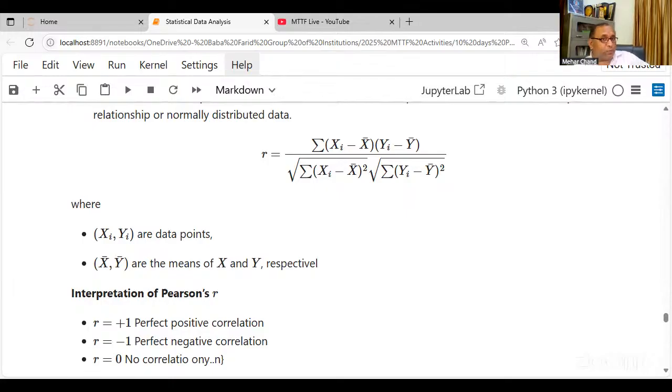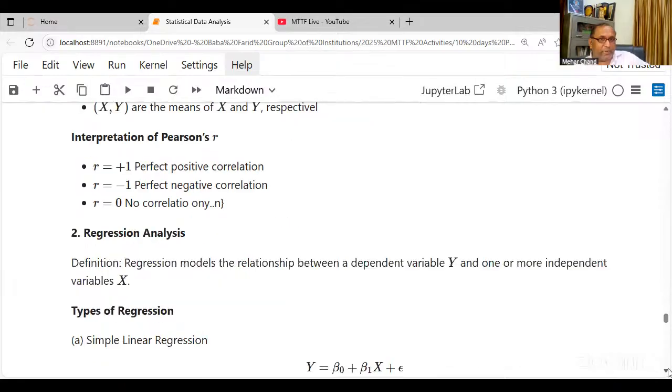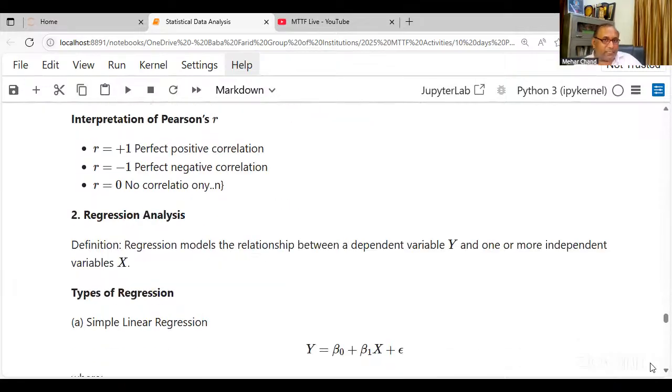If R is equal to +1, the perfect positive correlation. If R is equal to -1, this is the perfect negative correlation. If R is equal to 0, then we don't have any correlation between the variables. Okay. And here the regression analysis is also there.